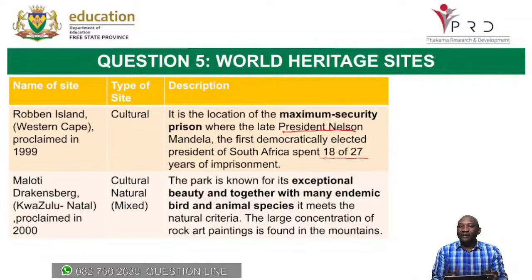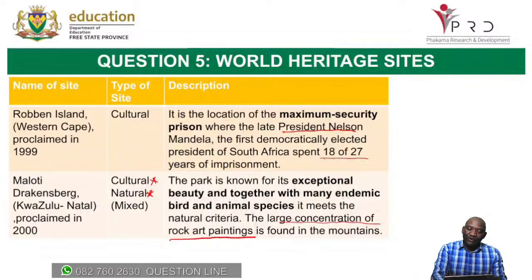Along with other political prisoners, were banished here. They were working on the rocks in this particular place, and then it became a World Heritage Site. When you look at Maluti Drakensberg, this one takes two phases. It is a cultural site as well as a natural site. Why part of culture? Because there's a large concentration of rock art paintings that are found in these mountains.